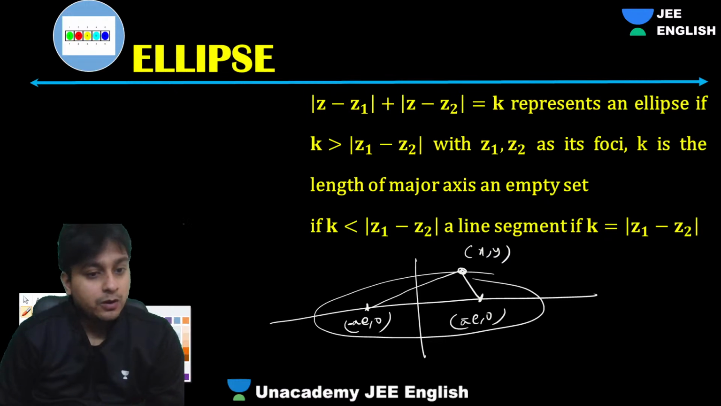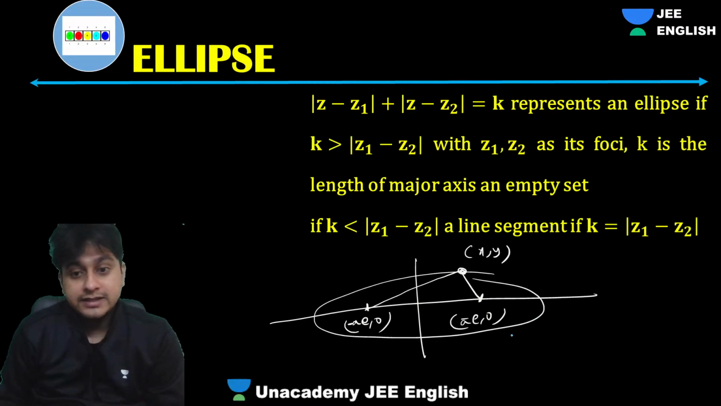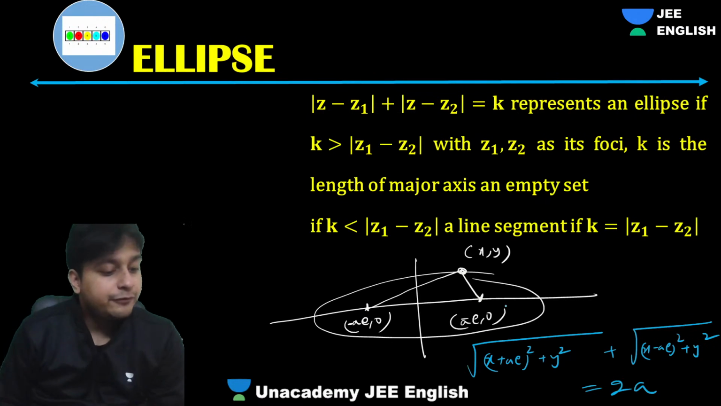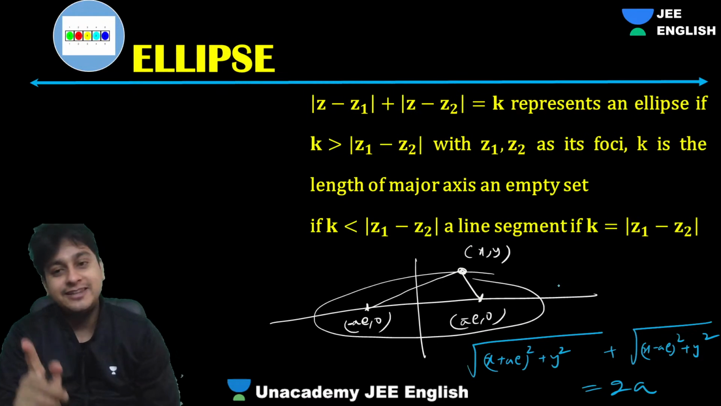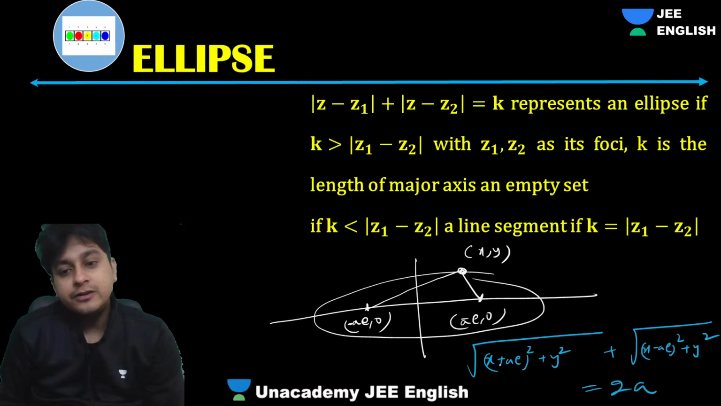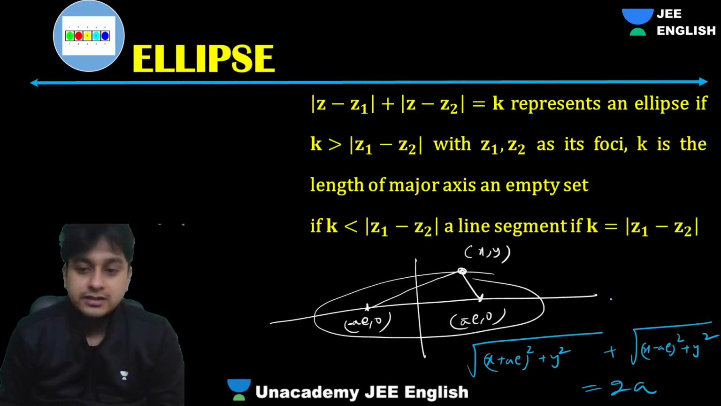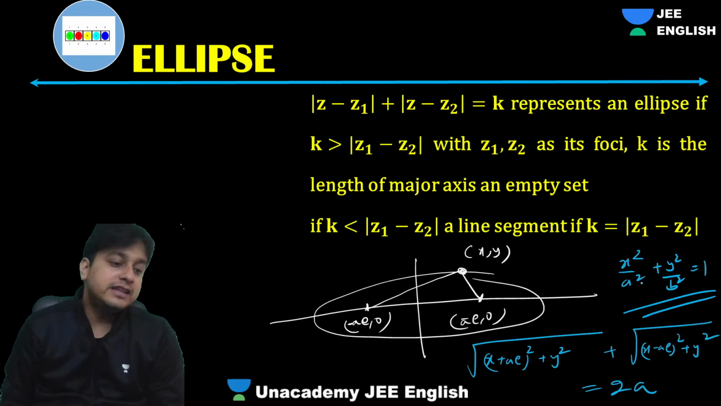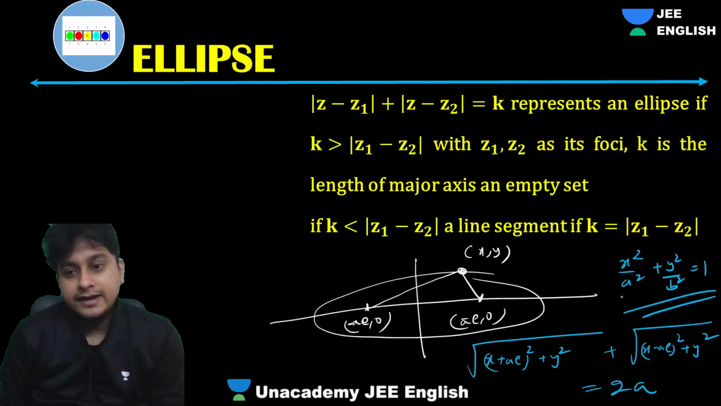See how, guys, it's important for Advanced and Mains. So what we get is under root of (x plus ae) whole square plus y square, plus under root of (x minus ae) whole square plus y square, is equal to 2a, right? That's the definition. And if you have studied the chapter of ellipse in detail, you know that when you take one root to the other side and square it, then you get the derivation, that relation x square by a square plus y square by b square equals 1. Understood? This is how we get this relation.